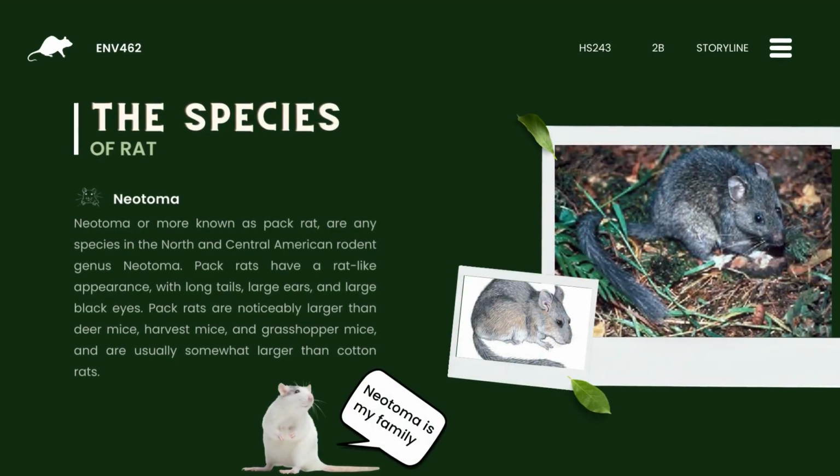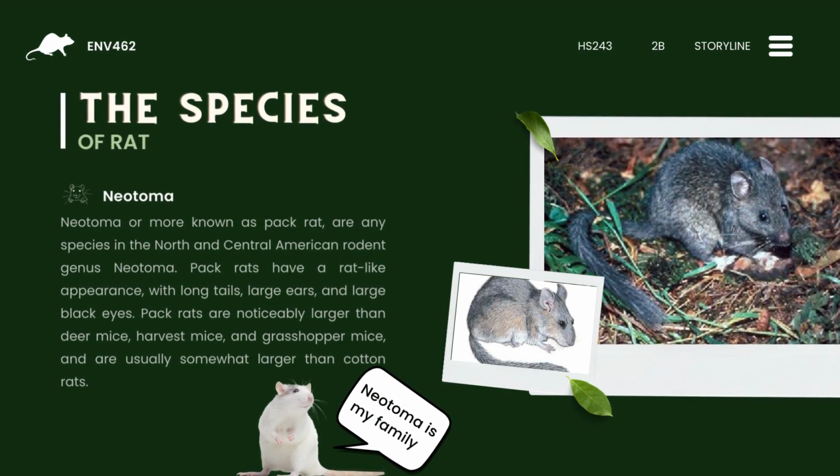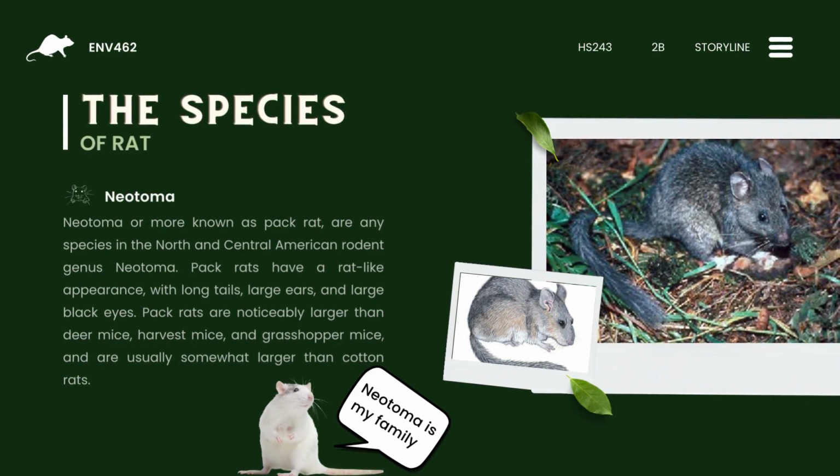So, for the next species, in the storyline, the rat will mention how Neotoma is related to them. For elaboration, Neotoma, or more known as pack rats, are any species in the North and Central American rodent genus Neotoma. Pack rats have a rat-like appearance with long tails, large ears, and large black eyes. Pack rats are noticeably larger than deer mice, harvest mice, and grasshopper mice, and are usually somewhat larger than a cotton rat.